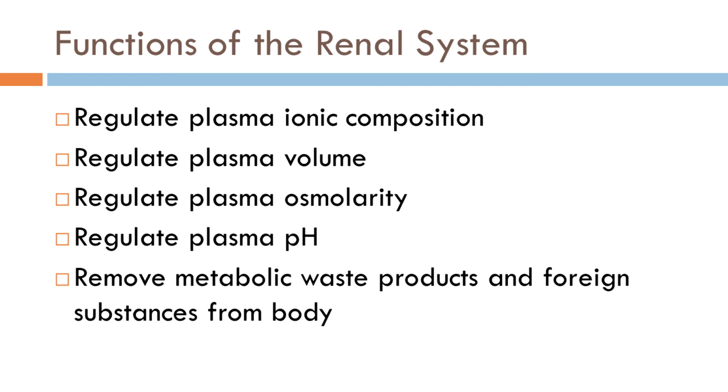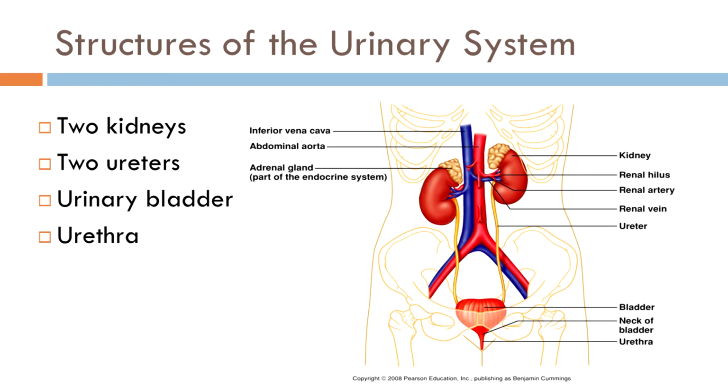So what does that all entail? Well, plasma ionic composition, plasma osmolarity, plasma volume, and volume goes a long way to regulating pressure. Plasma pH, remove metabolic waste products, etc. Okay. So what does this have? Well, we've got 2 kidneys. Each of them has a ureter running from it to the urinary bladder, and then a urethra which runs from the urinary bladder out of the body.